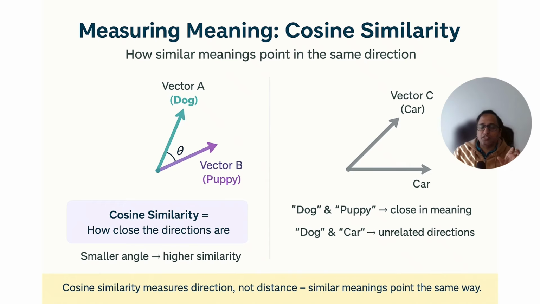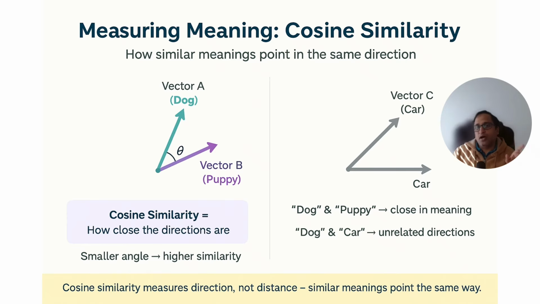If two vectors point in almost the same direction, they represent nearly identical meanings. For example, you can see in the diagram below words like dog and puppy. They form a small angle, meaning the cosine similarity is close to 1, or very high. They point in the same general direction. That's why the model knows they're related.